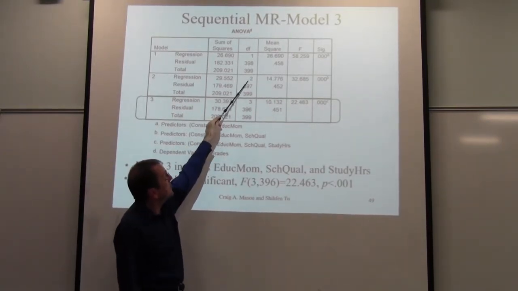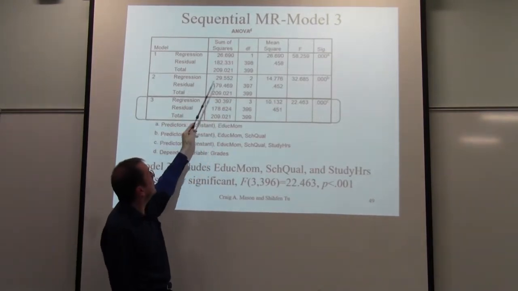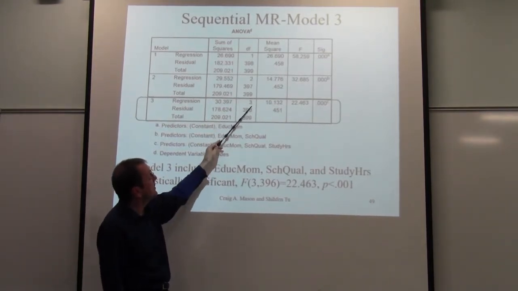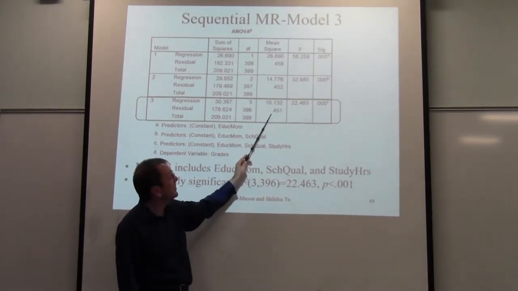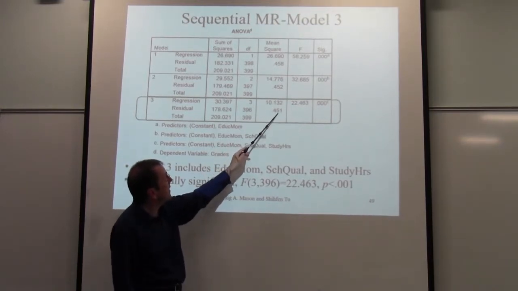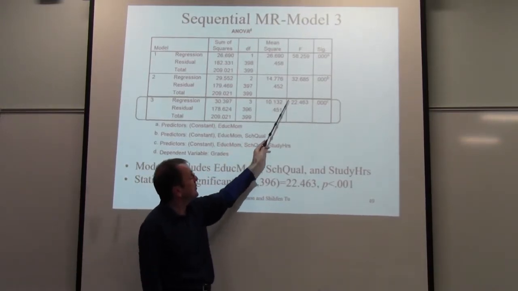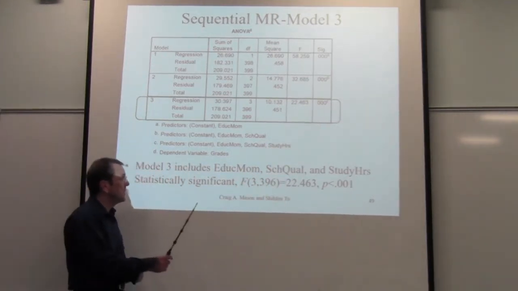Our number of variables has gone from 2 to 3, so the k, our degrees of freedom regression, has gone from 2 to 3. We calculate our mean square, which is exactly the same. This divided by this is 10. This divided by this is 0.45. 10 divided by 0.45 gives us the 22, right? Exactly the same all the way across.